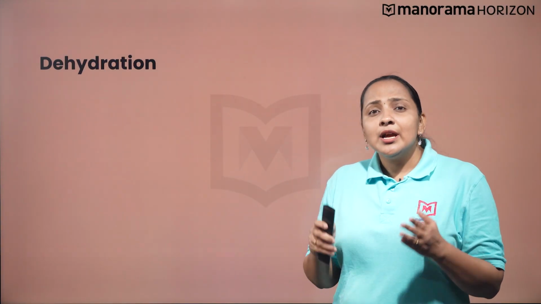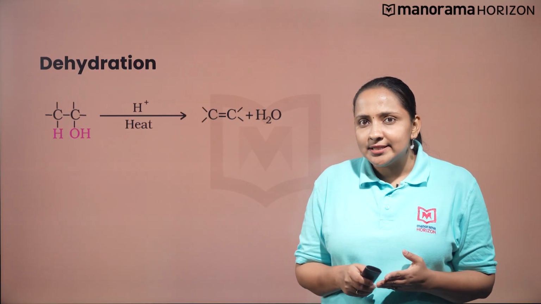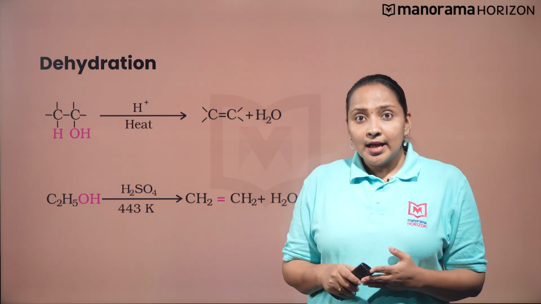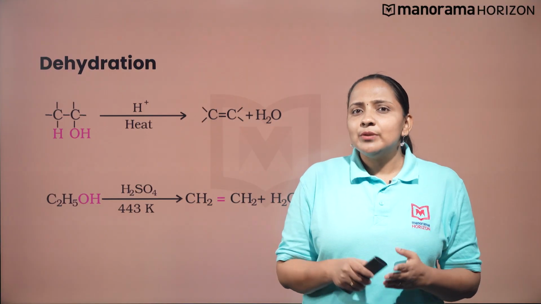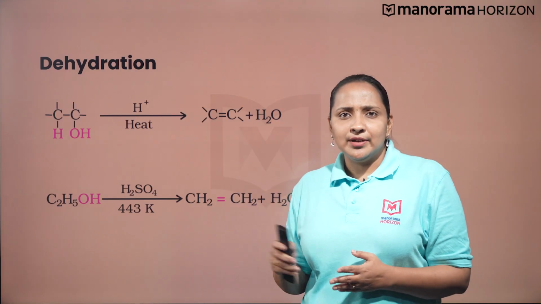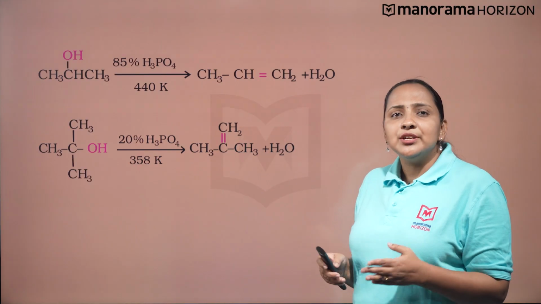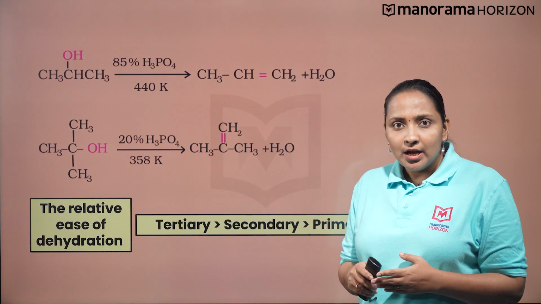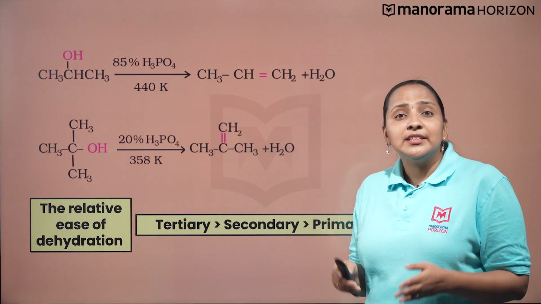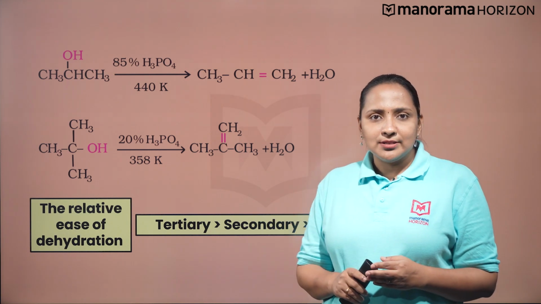Alcohol also undergoes dehydration and is converted to alkene on treating with a protic acid, for example concentrated H2SO4 or H3PO4. Ethanol undergoes dehydration by heating it with concentrated H2SO4 at 443 Kelvin, whereas secondary and tertiary alcohols are dehydrated under milder conditions. Therefore, as tertiary carbocations are more stable, tertiary alcohols are the easiest to dehydrate, followed by secondary and primary alcohols.